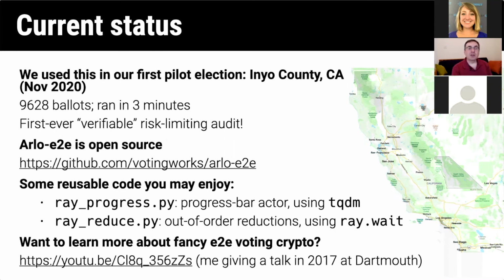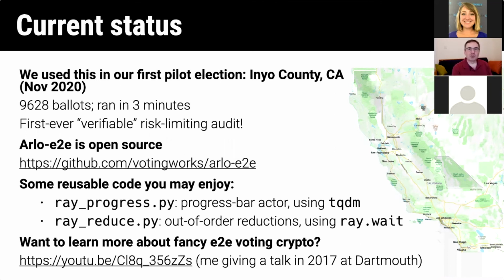I'll tell you that all of the code behind this is open source, so you can go check it out on GitHub. The URL is on your screen. And for those of you who aren't doing anything involving elections, don't panic. There's still some useful code in here that you might want to borrow or be inspired by. You'll find a file called rayprogress.py, which is my general purpose progress bar actor, and it wraps TQDM, a popular Python library for doing progress bars.